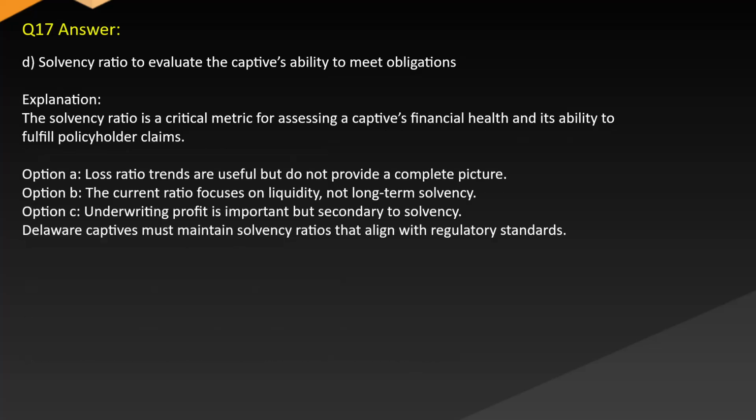Answer: D. Solvency ratio to evaluate the captive's ability to meet obligations. Explanation: the solvency ratio is a critical metric for assessing a captive's financial health and its ability to fulfill policyholder claims. Option A. Loss ratio trends are useful but do not provide a complete picture. Option B. The current ratio focuses on liquidity, not long-term solvency. Option C. Underwriting profit is important but secondary to solvency. Delaware captives must maintain solvency ratios that align with regulatory standards.